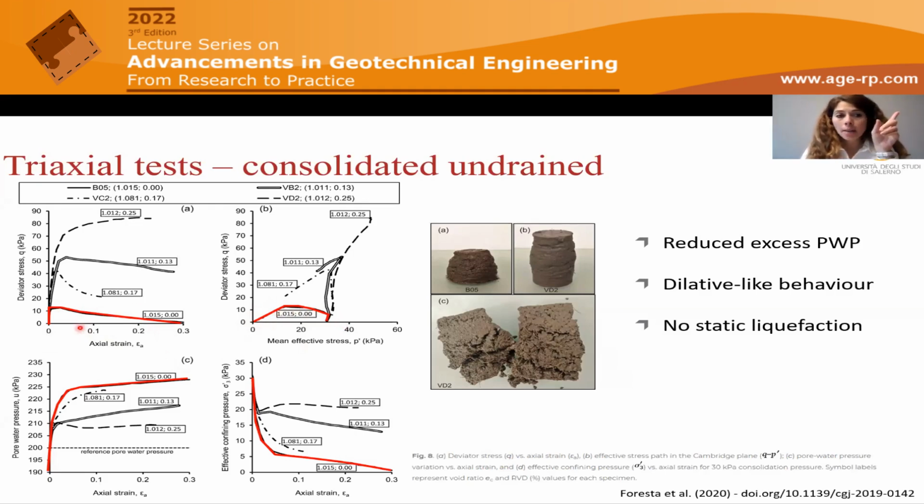If we look at the vegetated samples instead, with different root volume density, as the root volume density increases, we see an increment of the maximum deviator stress, as well as a reduction in the excess pore water pressure that was observed. And the specimen with the highest root volume, which is this dashed black line, showed a stable behavior, even with a tendency to a dilative-like behavior. You see that the deviator stress increases as the strain increases. And it's confirmed also by a small increment of the pore water pressure as failure is approached.